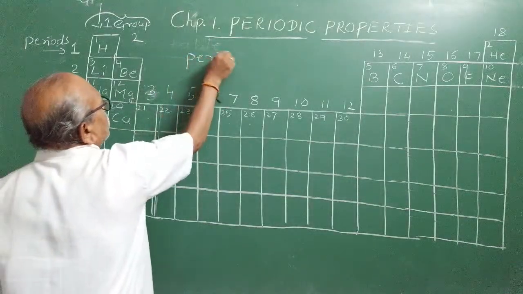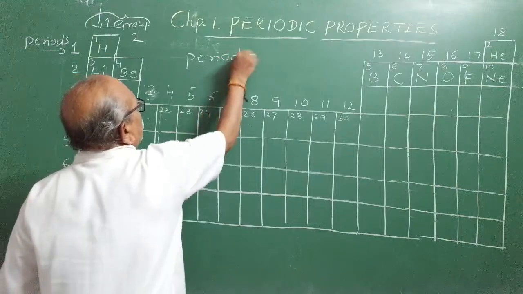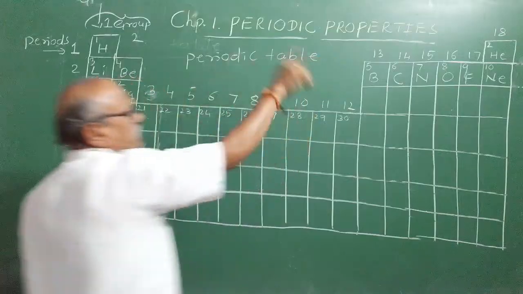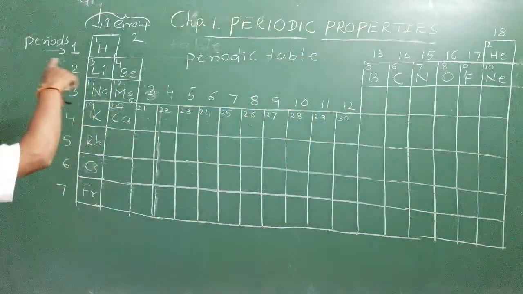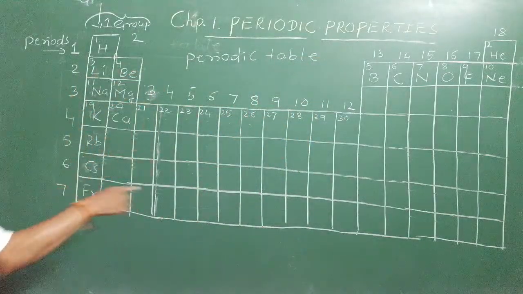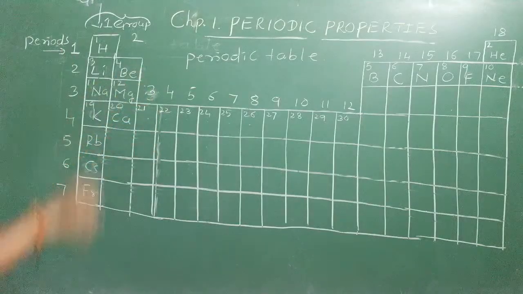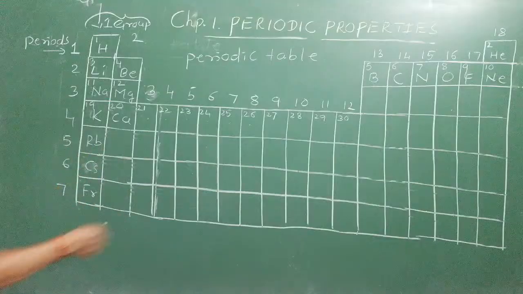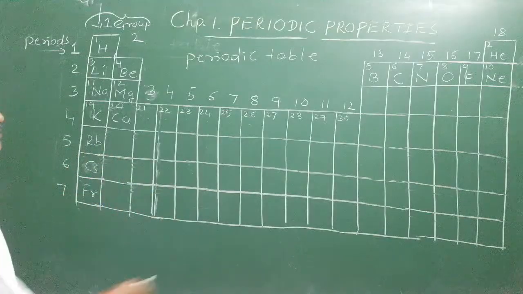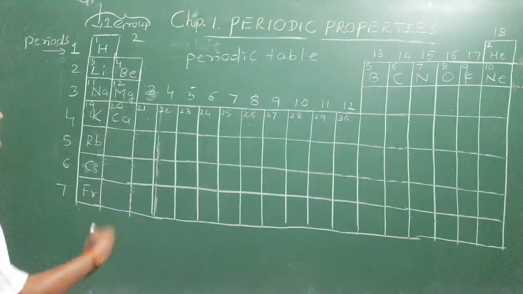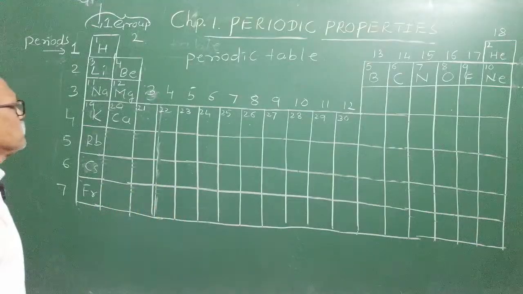Periodic table is defined as the tabular arrangement of elements in horizontal rows called periods and vertical columns called groups, showing regular gradation in their properties, physical and chemical properties.